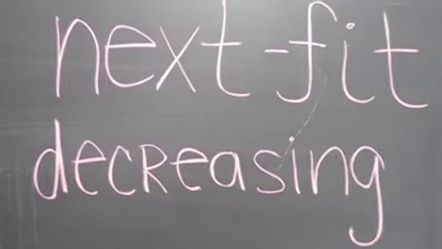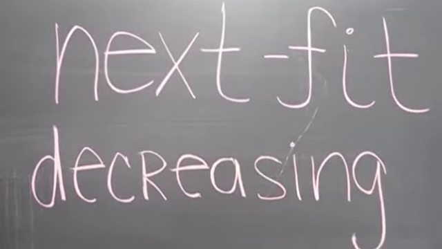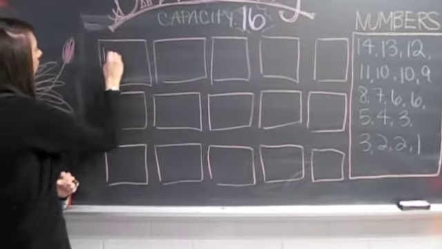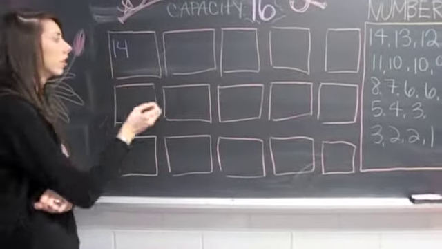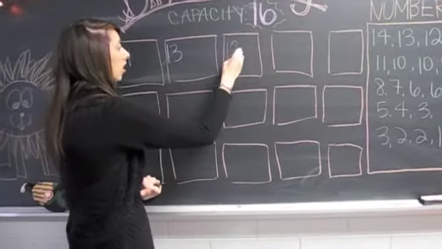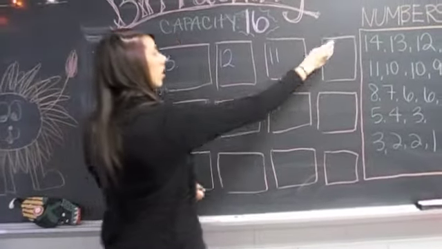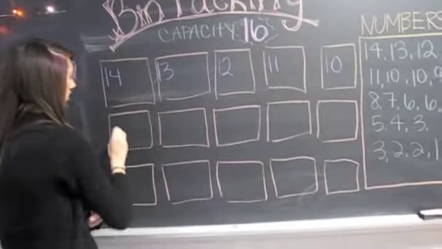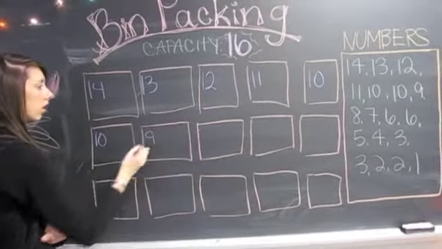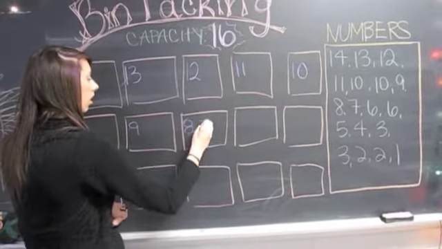Next fit decreasing. Next fit decreasing is just like next fit, but all the numbers are from largest to smallest. Okay, so you start with 14 in the first box, and then 13 goes in the next box, and the next box will be 12, next would be 11, next would be 10, next would be 10, next would be 9, next would be 8 and 7, so those fit together.